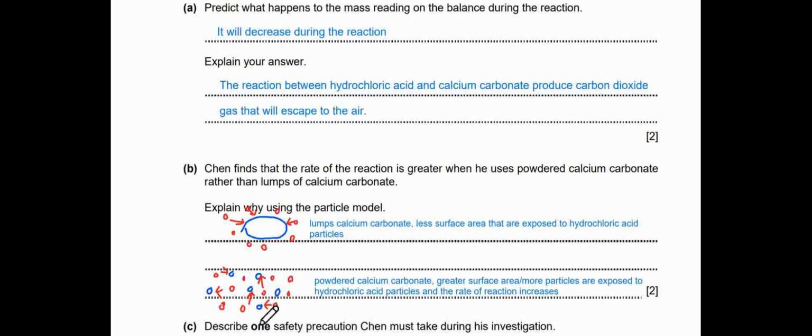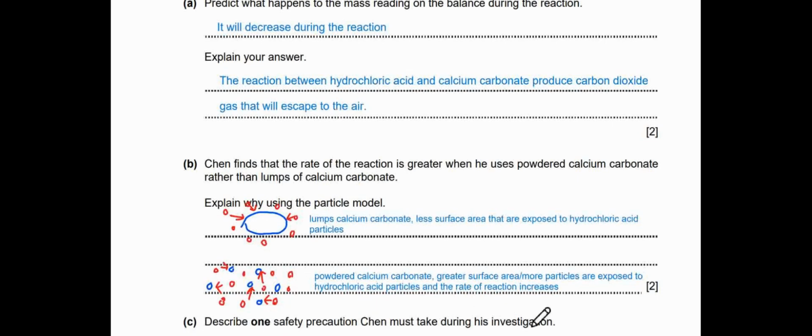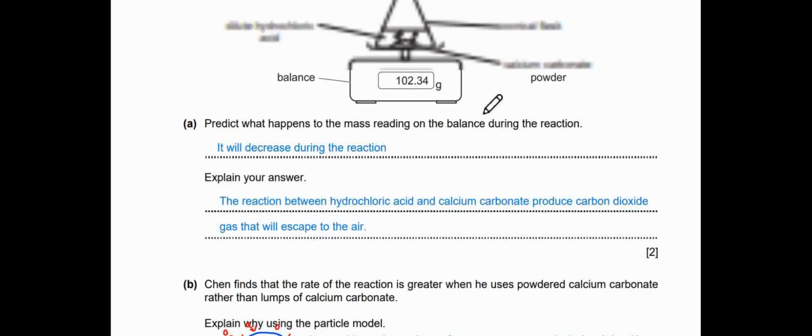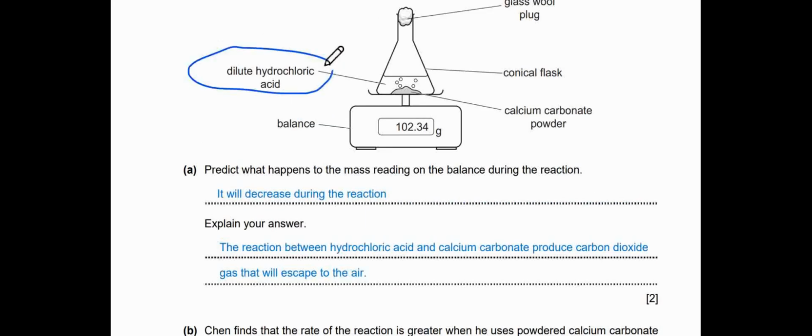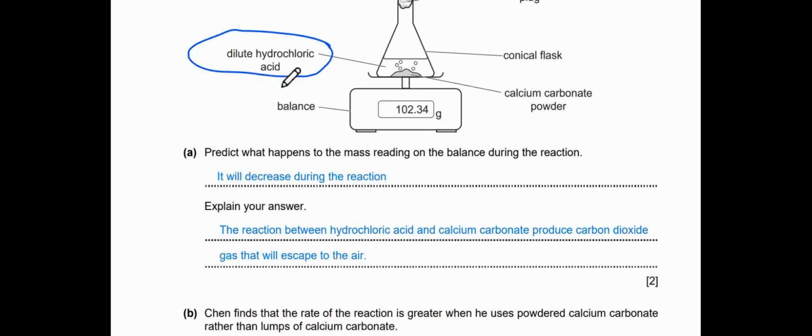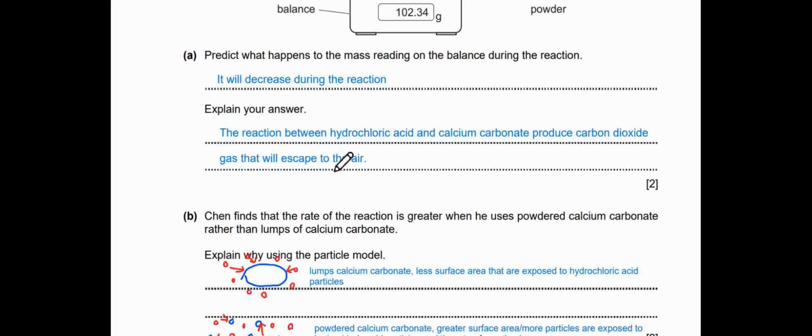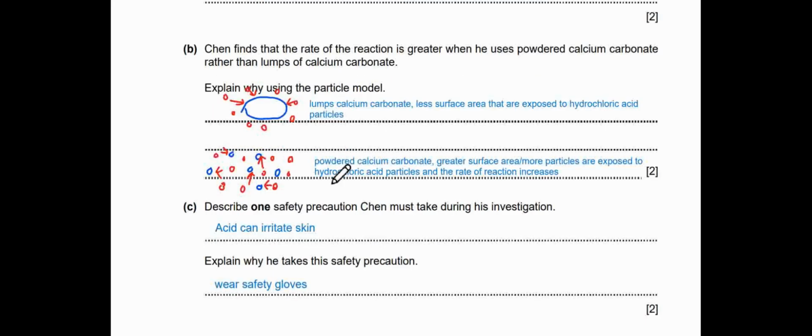Next, question C. Describe one safety precaution Chen must take during this investigation. Since the reaction is using an acid, it has to be treated with care, because acid can irritate or damage skin. So let's type down our answer. The one safety precaution is to wear safety gloves. Why? Because acid can irritate skin. That is why he must wear safety gloves.